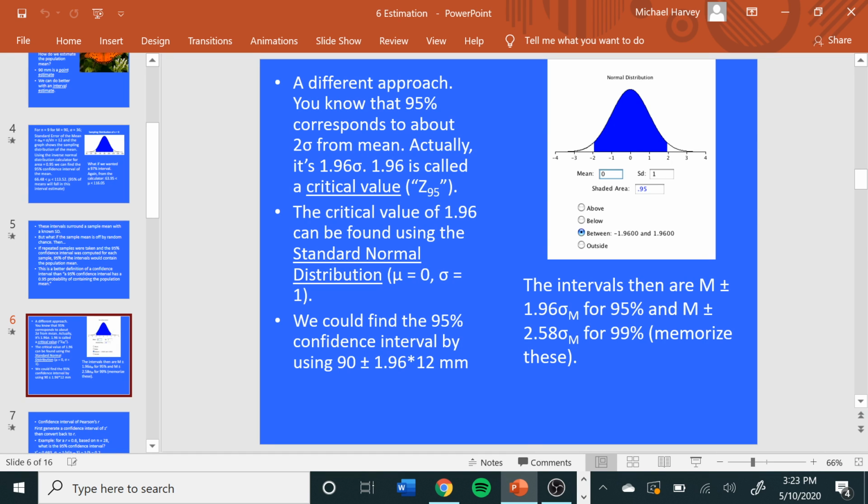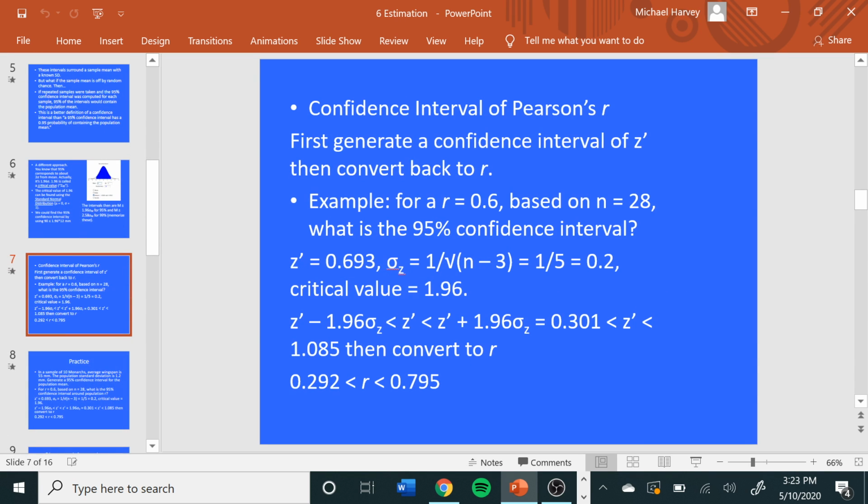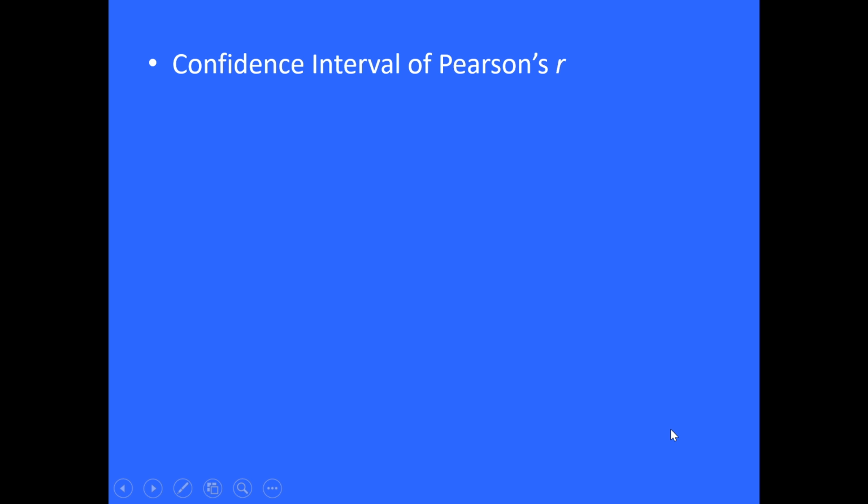So far what we've done is we have found 95% confidence intervals when the population standard deviation is known. Now, you may remember that when we're working with correlation coefficients, like Pearson's r, their sampling distributions are not normally distributed. Instead, they're this skewed sampling distribution. So if you're trying to generate a confidence interval around Pearson's r, we first have to make a confidence interval around Fisher's Z and then convert back to r.